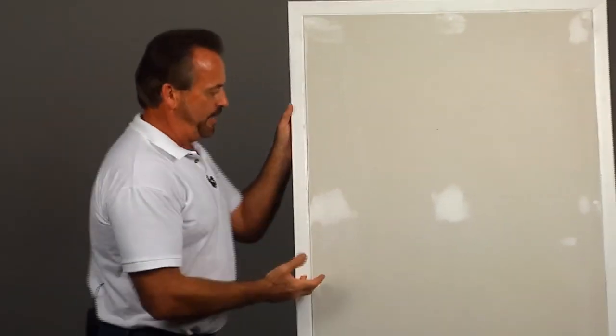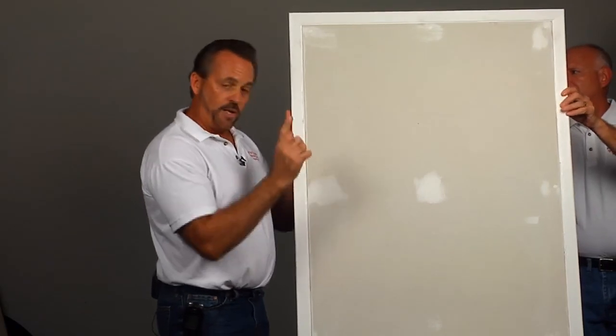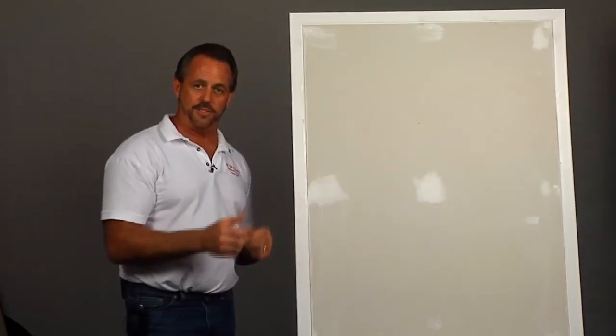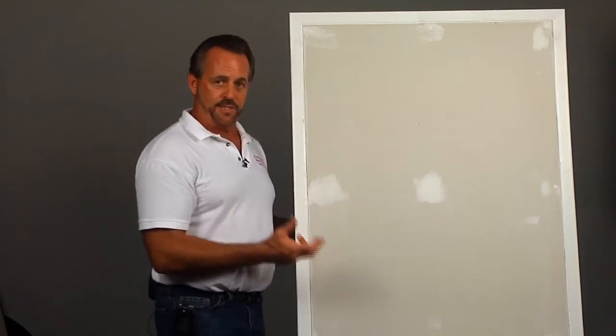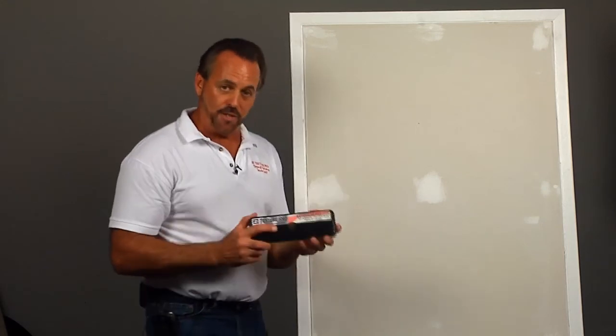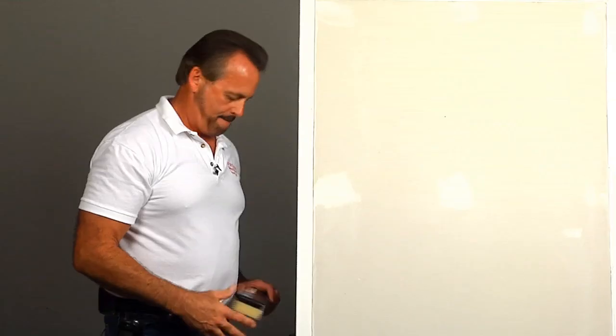Okay, what you're looking at here is a fresh new sheet of drywall. Now, what we're going to do with this, and you can see where the screw holes were covered up, a lot of them will be tape joints covered up. This is ready to be textured. What we're going to do is take the Easy Texture Pro drywall texture tool and show you how easy it is to texture that wall yourself.